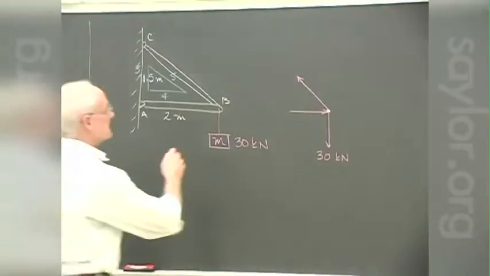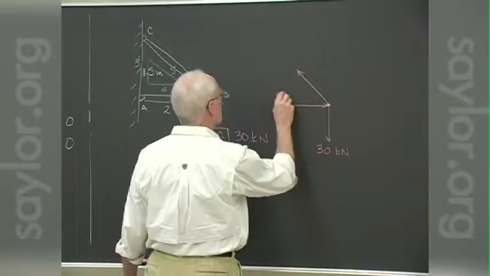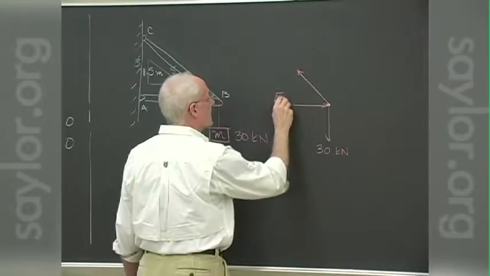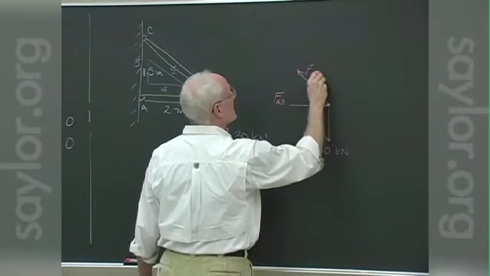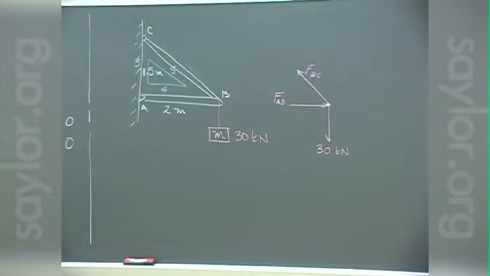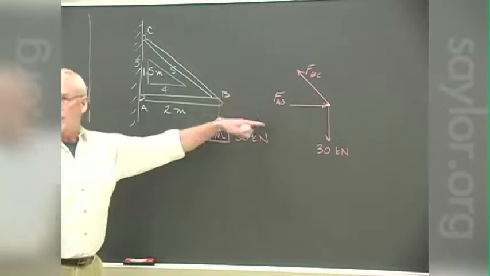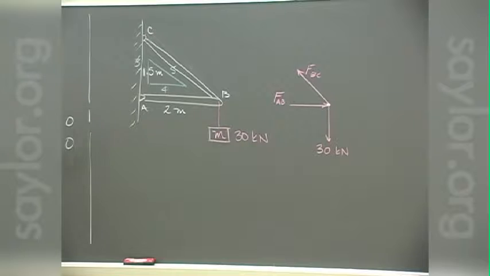Obviously then, let's see, let's label these something. We'll call that FAB and FBC. They also must have the same ratios as that 3, 4, 5 triangle because, well, why? Let me ask you why. Why must the forces be in the same ratio of 3, 4, 5 that the geometry itself is? It has to do with the fact that they're in the same directions.